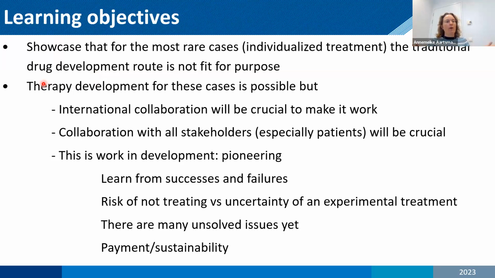So we're building it. What we do know is we need to collaborate internationally to make this work. We need to collaborate with all stakeholders, which includes, of course, also patients. And as I said already, we're pioneering. So that means it's not yet ready, but it also means it's crucial that we learn from successes and failures. Because we're pioneering, we're going one way and then maybe discovering, well, this is a dead end. We need to share that information because otherwise everyone else goes into the dead end and that would just be a waste.